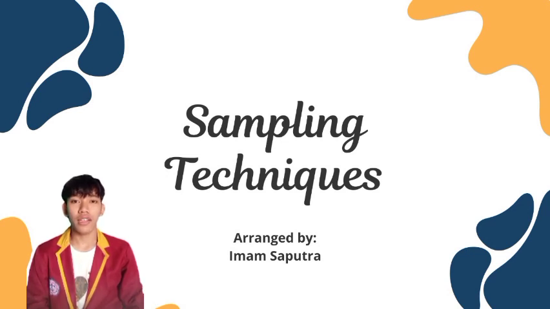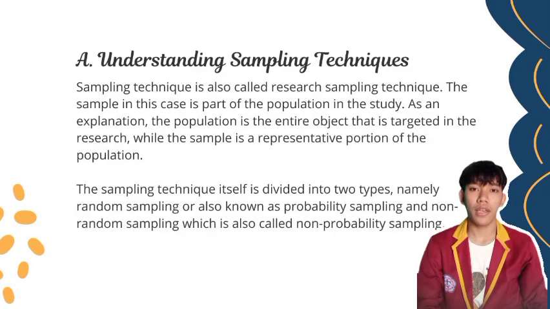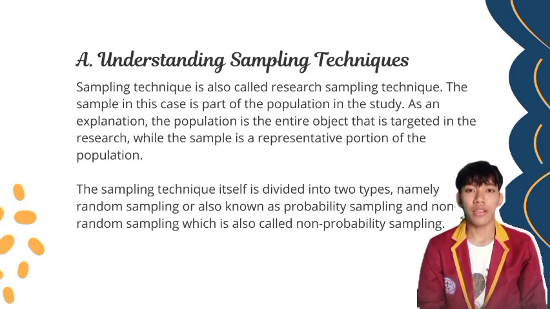In this class, I will explain about sampling techniques. Understanding sampling: the sampling technique is also called the research sampling technique. The sample is part of the population in the study. As an explanation, the population is the entire object that is targeted in the research, while the sample is a representative portion of the population.